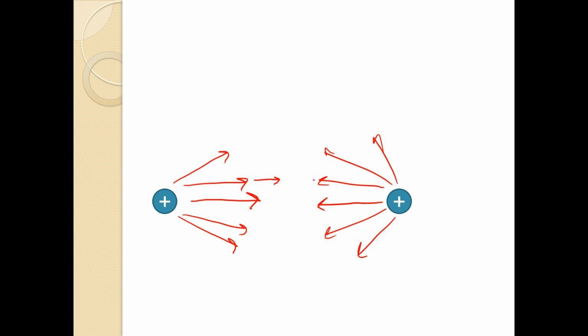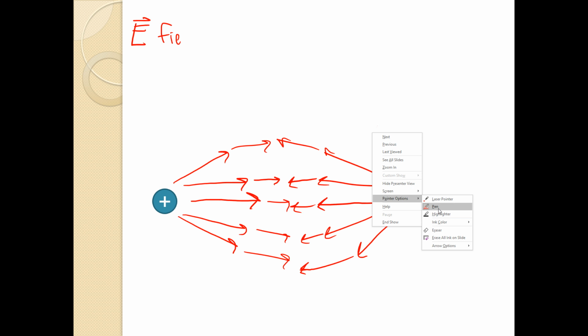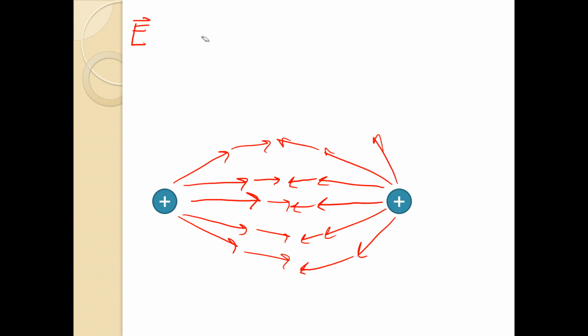When this happens, one of the things the electric field lines will do is meet each other like this. The one thing they cannot do is cross each other. So electric field lines cannot cross each other. This is one of the rules when drawing electric field lines.